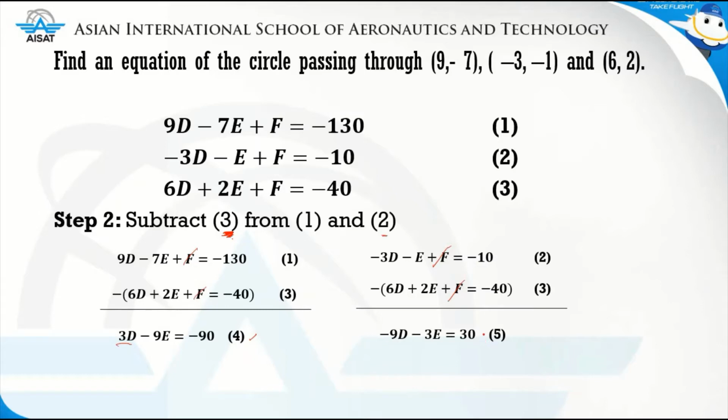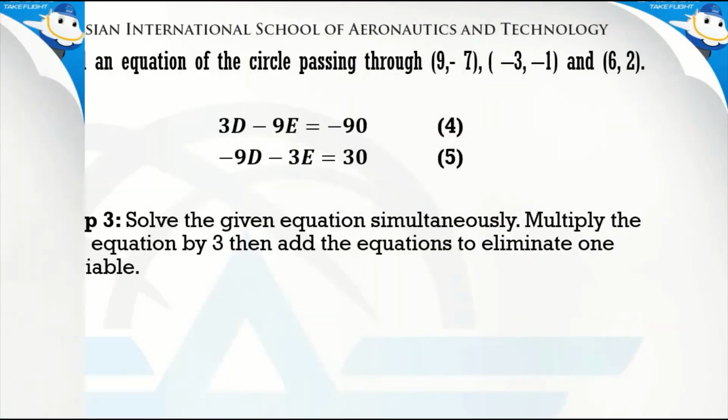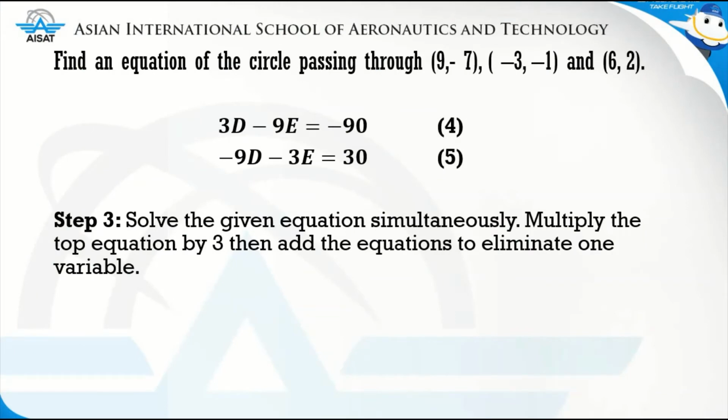Now, we have reduced our equations. Now, if you can observe, on the first three equations, there are three variables. Now, on the fourth and the fifth equation, which we have generated from step 2, we have reduced the equation into two unknown variables. Now, next step is we are going to eliminate one of these variables. So step 3 is solve the given equations simultaneously. Multiply the top equation by 3, then add the equations to eliminate one of the variables.